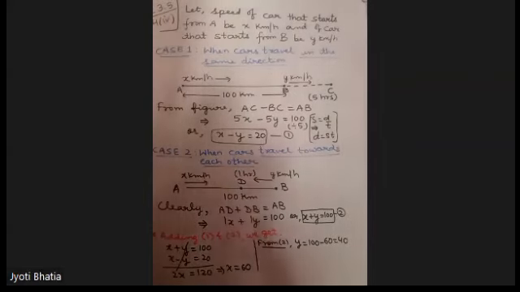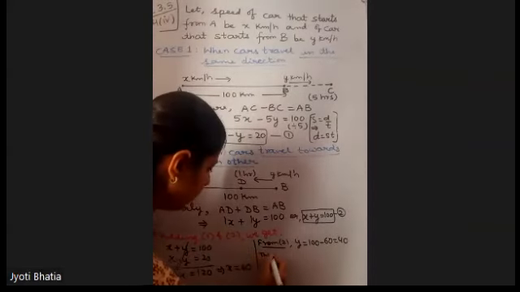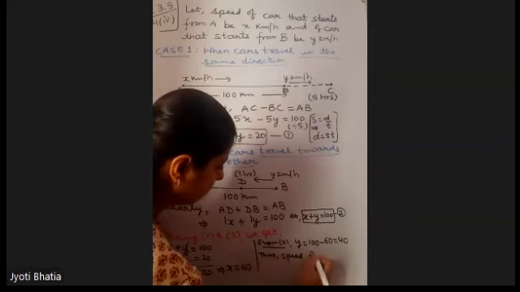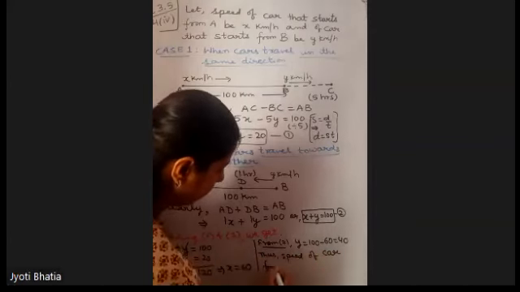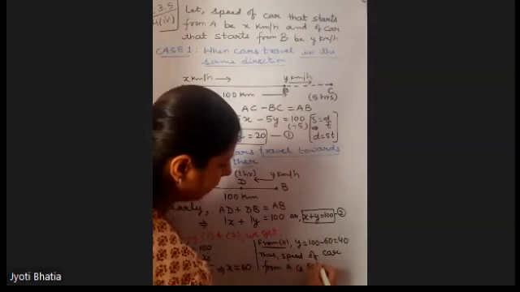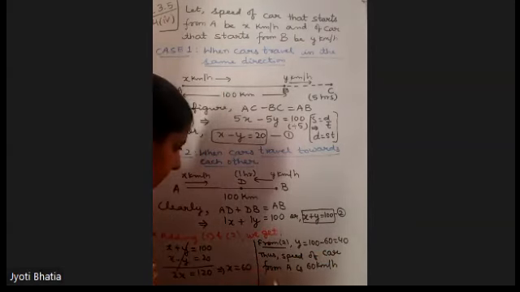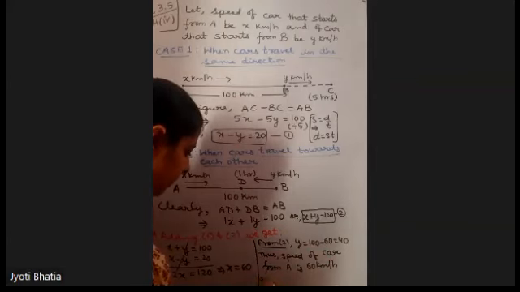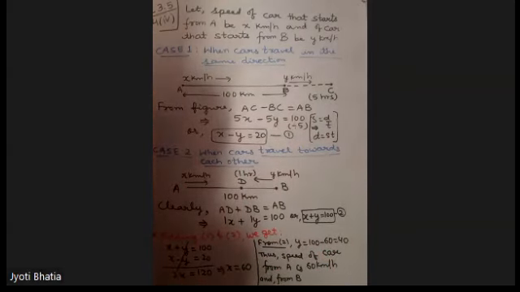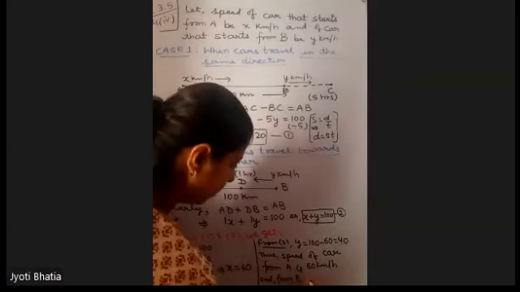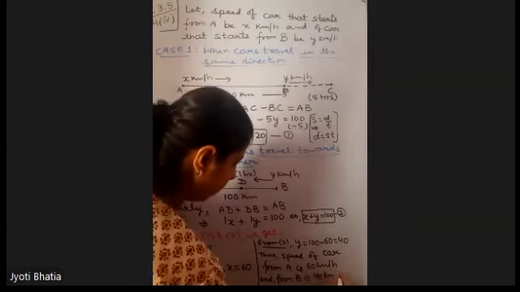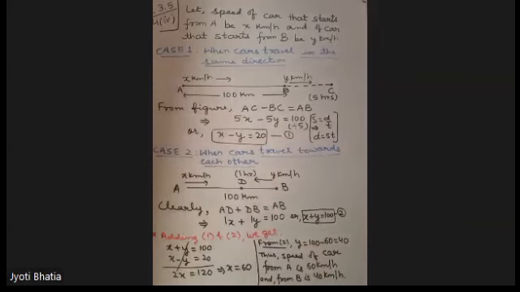So what are we going to write in the final step? Thus, speed of car from A. Can you see it is coming more than the other one? That is what we discussed. Ma'am, we can also subtract the both equations.